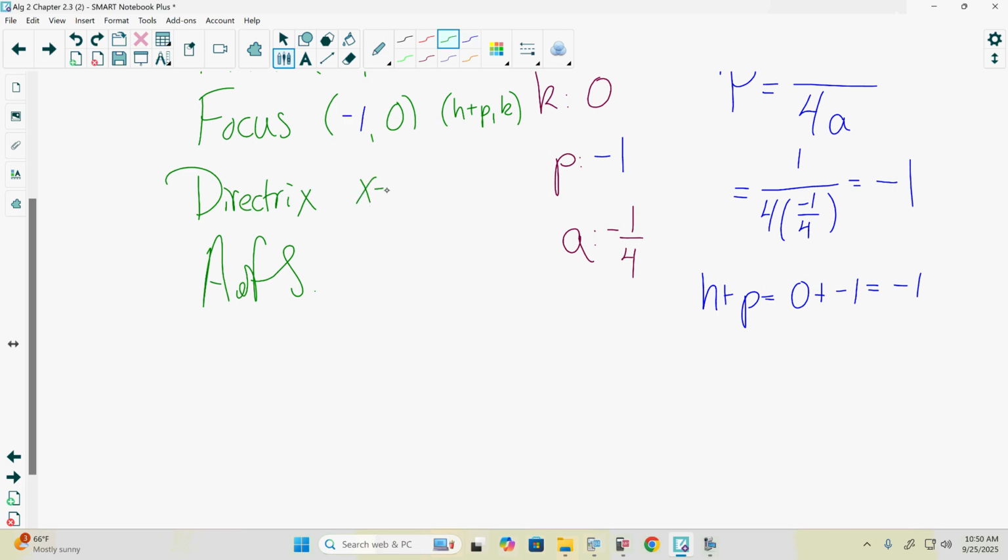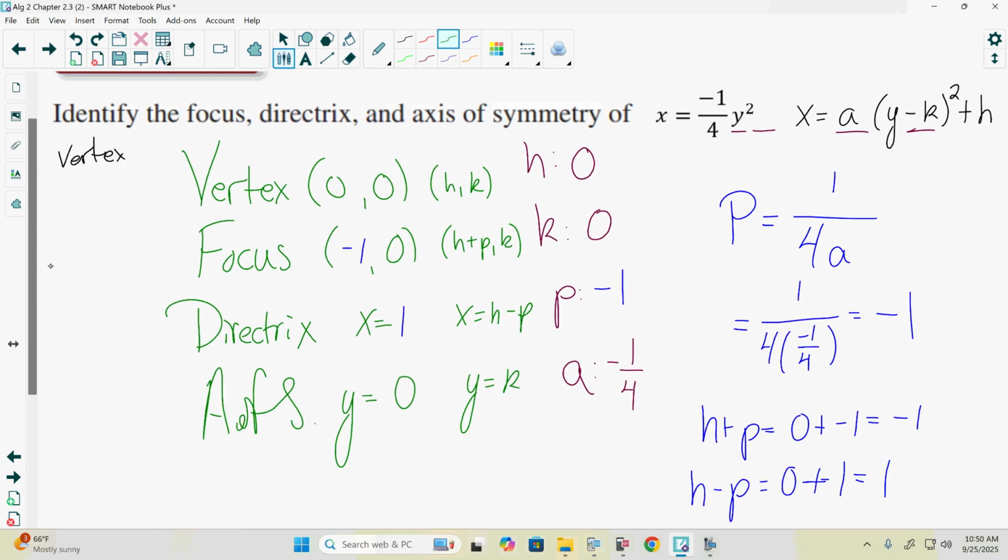Directrix, x equals h minus p. So when we calculate h minus p, it's 0 minus negative 1. Well, the negative and negative make a plus, telling us that it is 1. Axis of symmetry, y equals k, which would be y equals 0. Questions on this here?